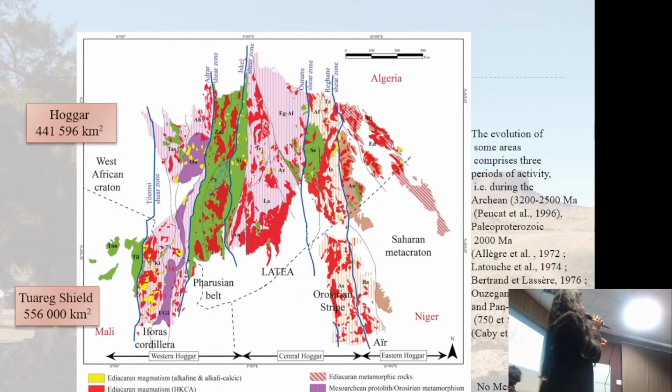Alright, so the Hoggar Mountain is actually part of what we call the Tuareg Shield. The Tuareg Shield actually crosses 3 countries. We have Mali, Algeria, and Niger, okay? So the Hoggar, this is its surface, and this is the Tuareg Shield. So the biggest portion of the Tuareg Shield is in Algeria.